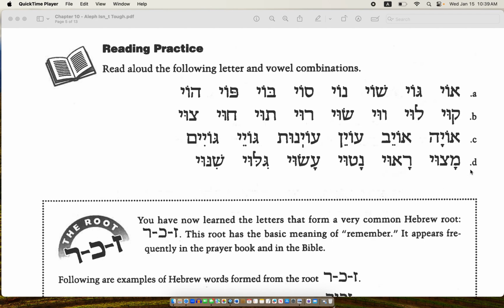Line D, practicing our ooey vowel sound at the end of a word only. Matsui, ra-ooey, na-tui, asui, gilui, shi-nui.